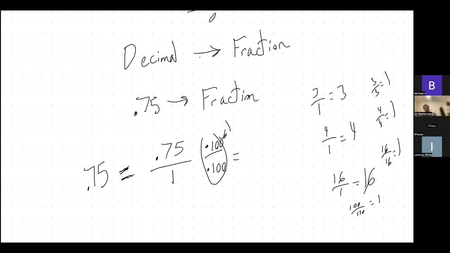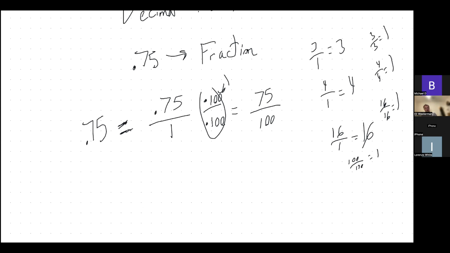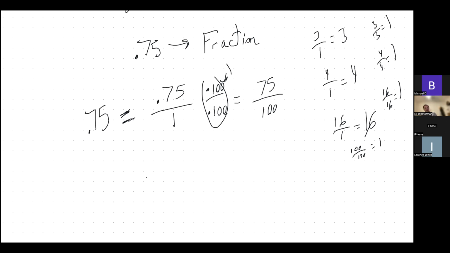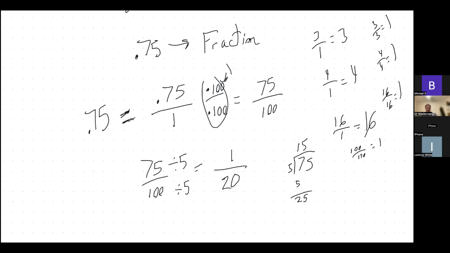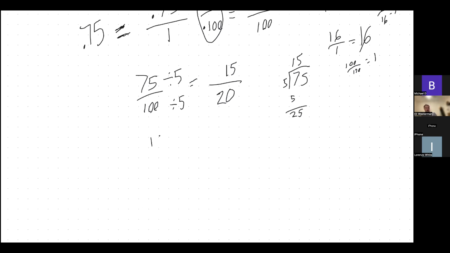So 0.75 times 100 is 75. 1 times 100 is 100. Now we have a fraction and we just have to simplify it. So 75 over 100. Let's divide each of these by 5. 100 divided by 5 is 20. 75 divided by 5 is 15. I think that can simplify more, so let's take 15 over 20 and divide each by 5, and we get 3 over 4. Like I said at the start, you might recognize that's what it is, which is good.